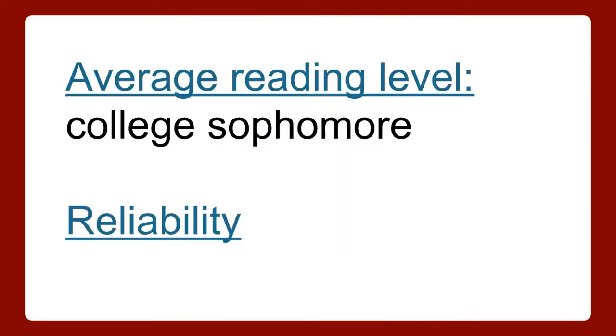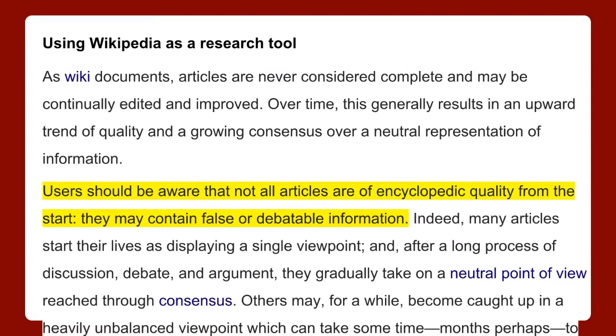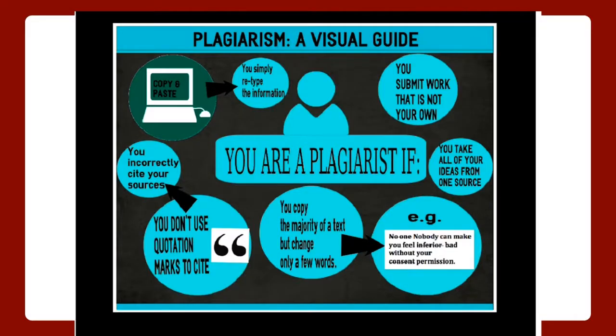So I want you to keep in mind that the average reading level of Wikipedia is for a college sophomore, and the reliability is actually, in their words, may contain false or debatable information. So it's not a great place to go for factual information for a research project. And in fact, since you are very close to becoming high school students, I want you to realize that your high school teachers will not accept those resources, and neither will we. So make sure you're using credible, relevant, authoritative, accurate sites that have a clear purpose to inform or educate. And as you're doing it, make sure you're not plagiarizing.